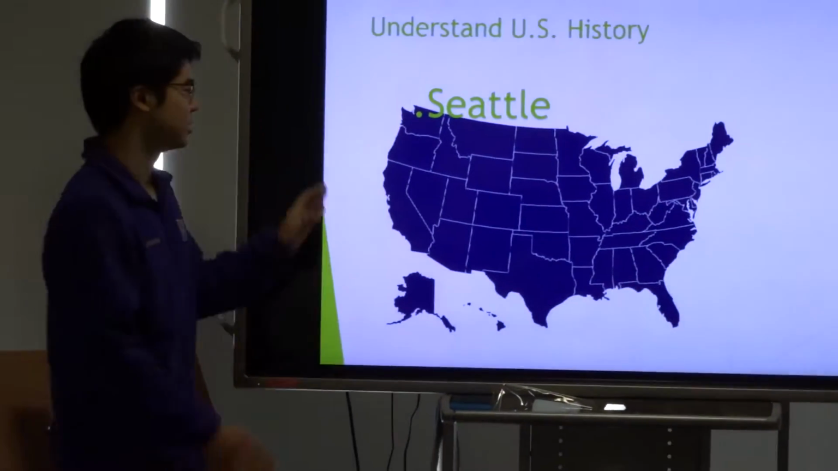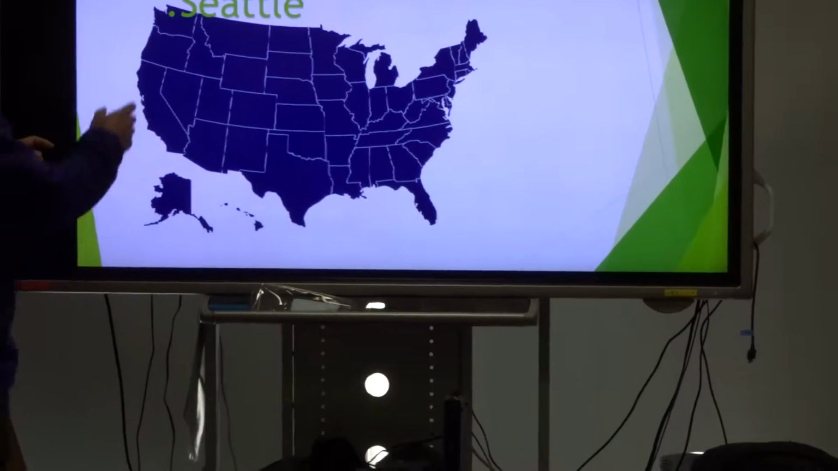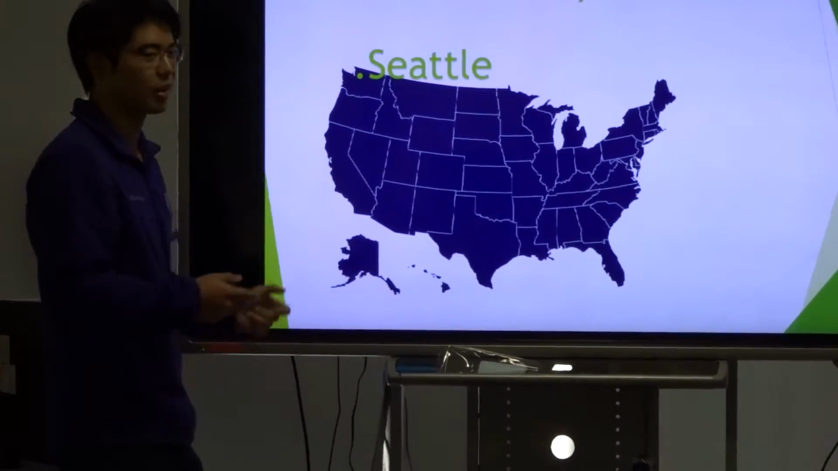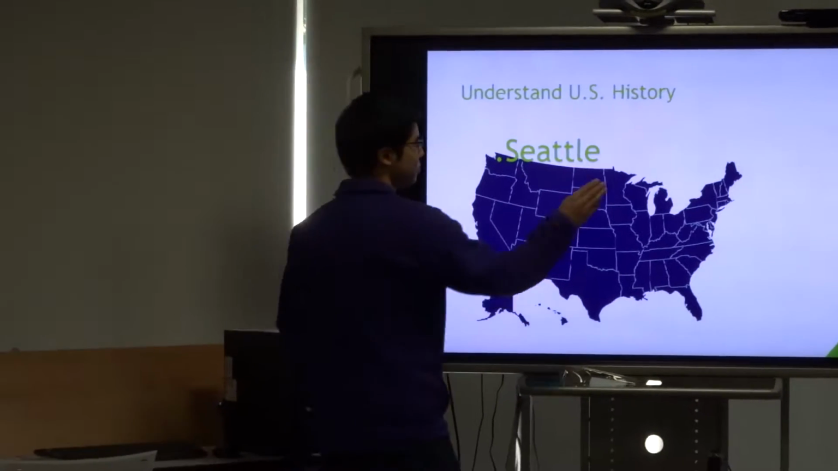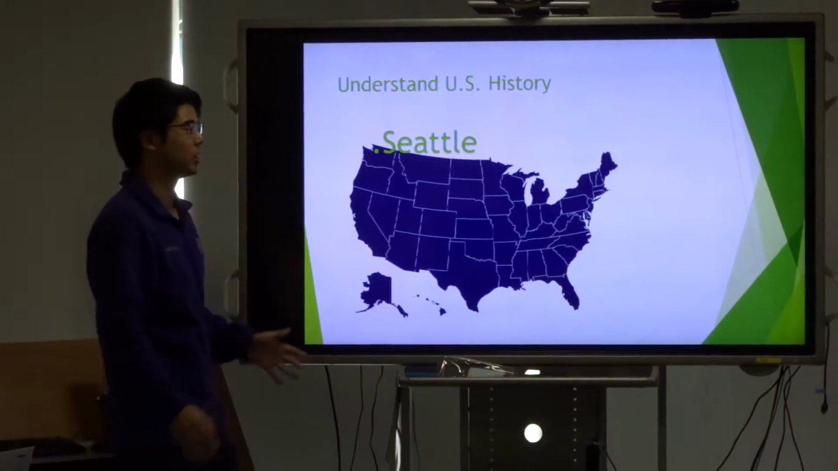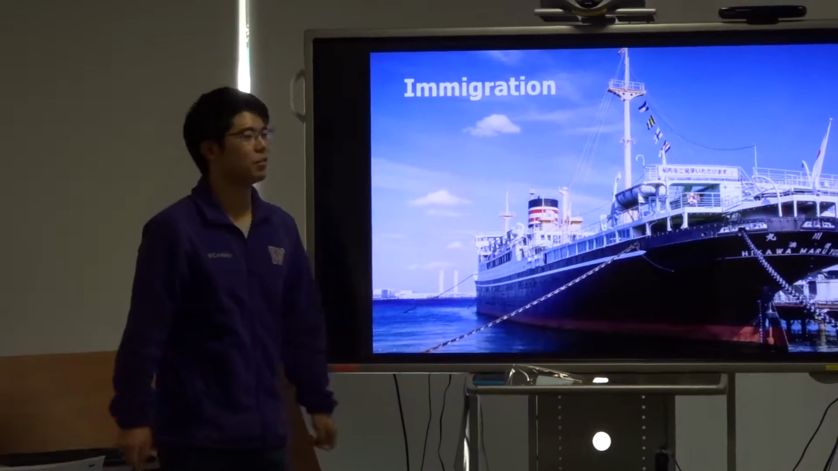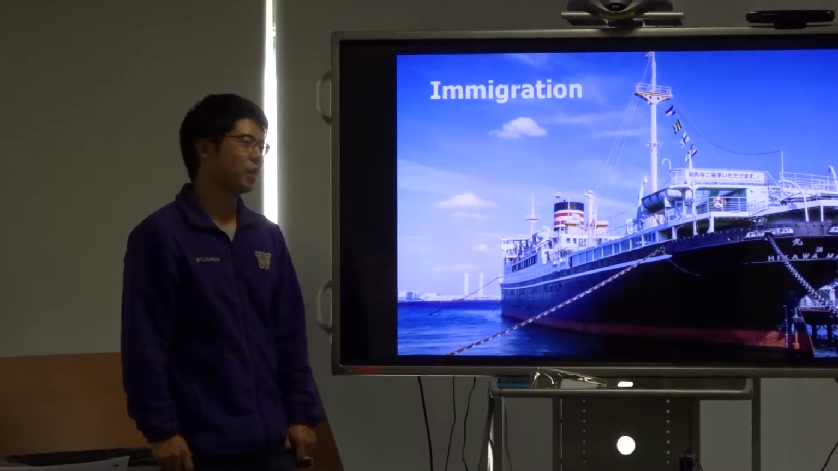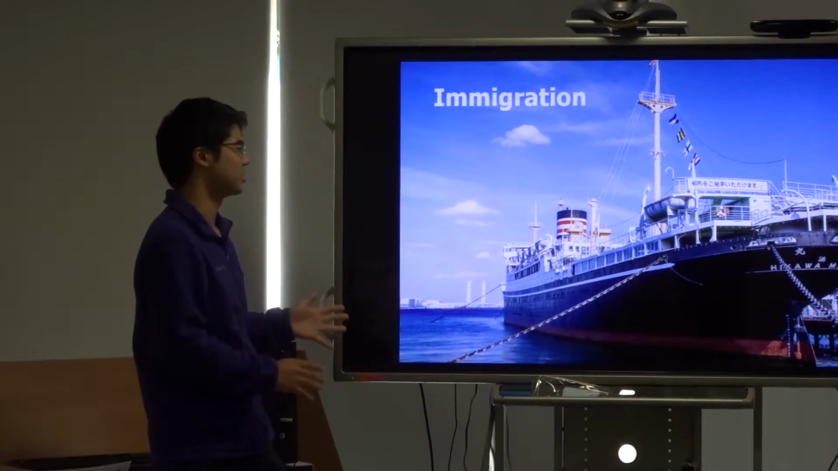And this is the American map as a whole. As you can see, Washington State is just a really small part of it, because America is so big. In fact, it's so big that the distance from Hawaii to New York is actually longer than the distance from Seattle to Tokyo. So next, another part you have to understand about Seattle is immigration.